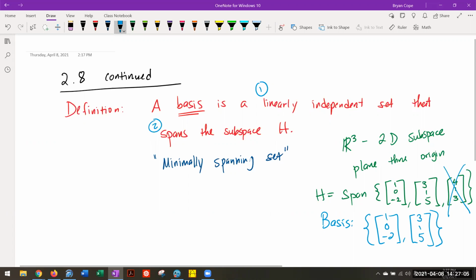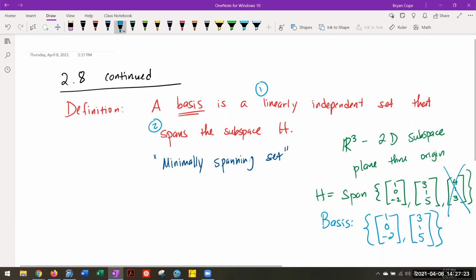Does it matter which of those you chose? Nope. We could take the first and the third. In this case, it doesn't matter, but there are cases where it would matter, right? You could have two vectors that only lie on a line, and then the other one is the one that's needed to span the space.